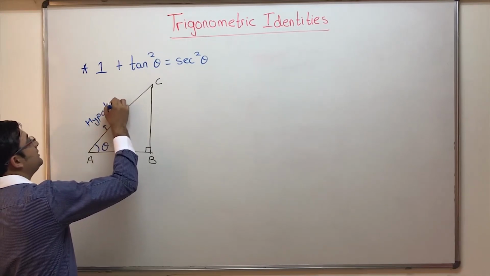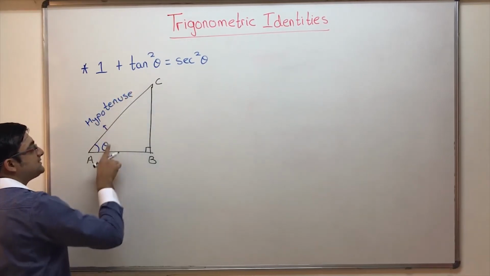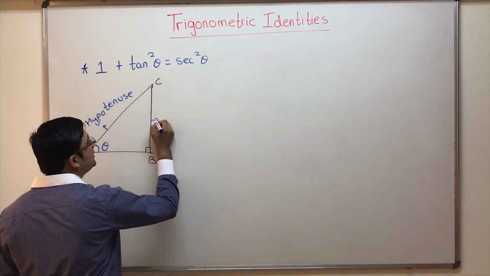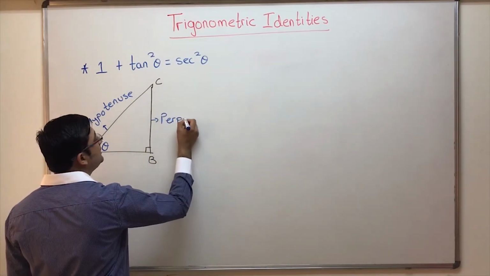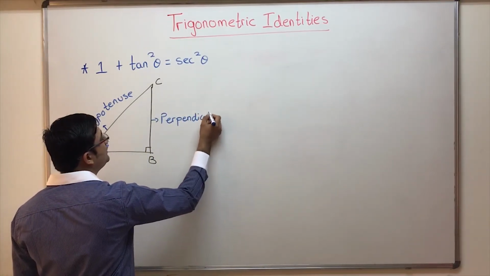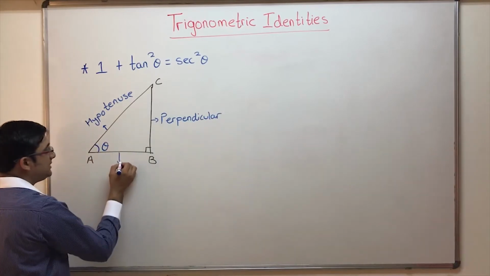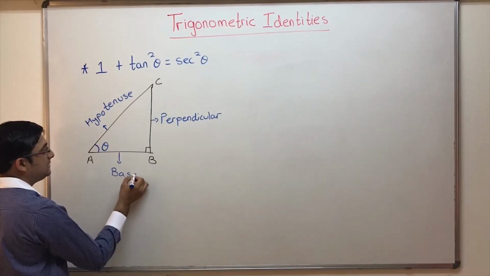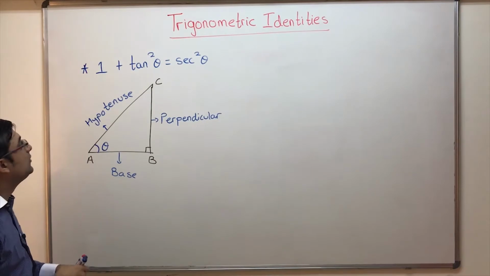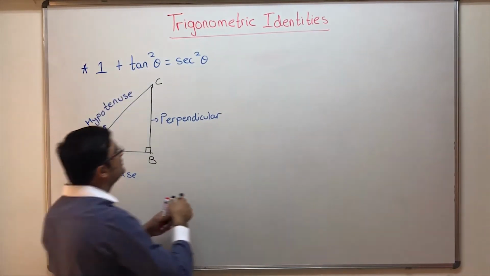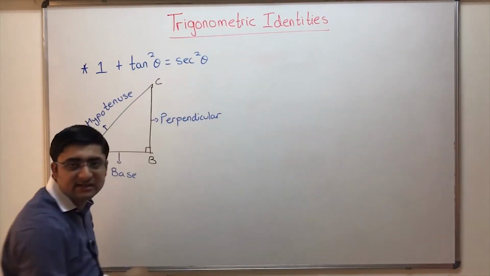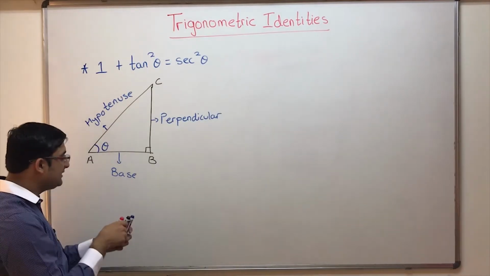So this over here is the hypotenuse. Side opposite to the angle is the perpendicular. So BC is the perpendicular. Side adjacent to it, AB is the base. Is this clear? Right? Now, we'll start with the LHS. So we have tan theta and sec theta in this identity. So let's first find tan theta and sec theta.